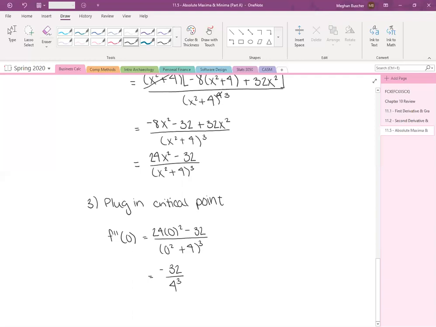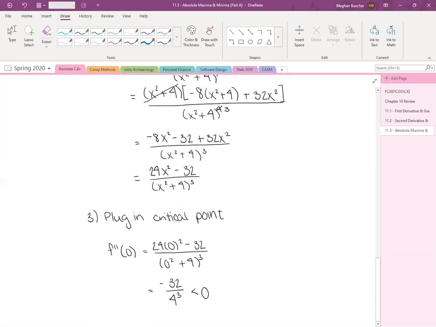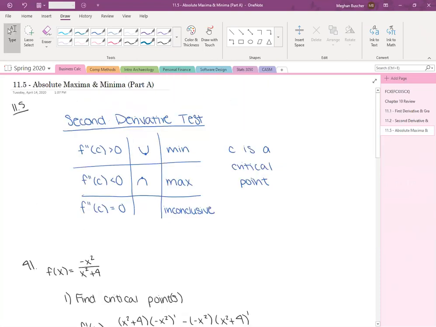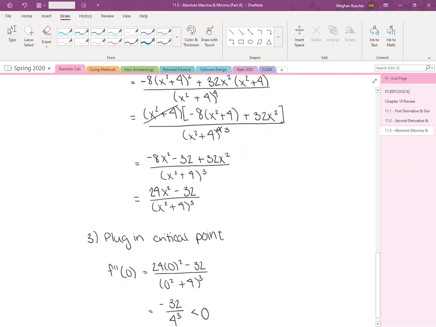Because right now, is this going to be positive or negative? What can we see? It's going to be a negative, exactly. So if the second derivative is negative at our critical point, let's look back at our second derivative test. What does that tell us? Do we have an absolute max or an absolute min? We're going to have a max. Exactly.